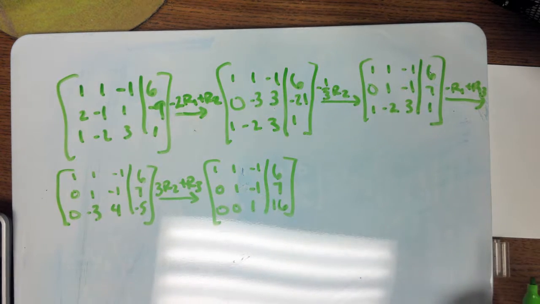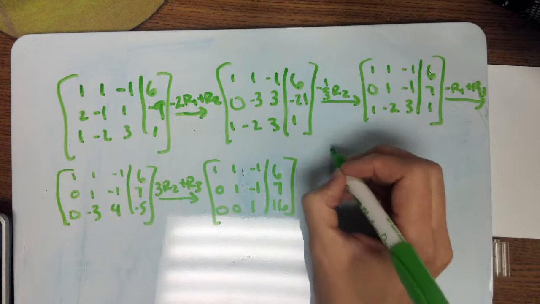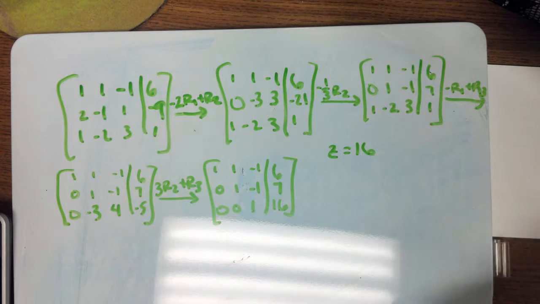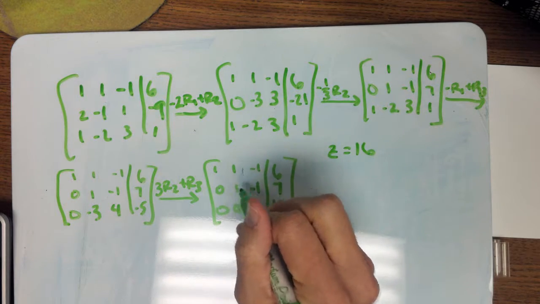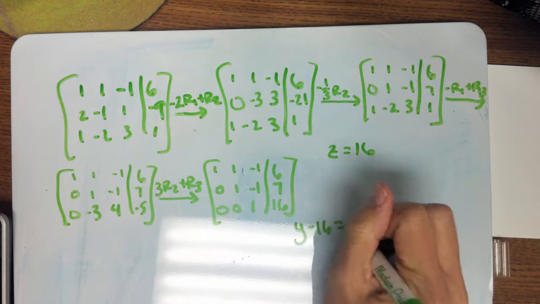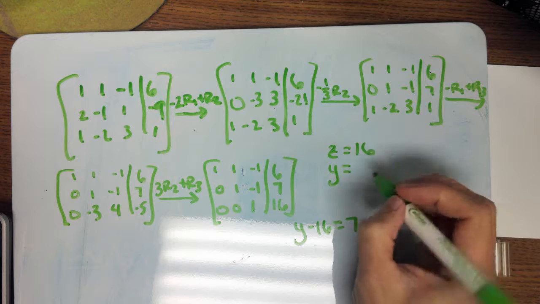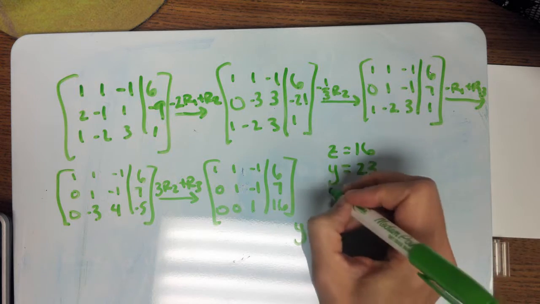Now, if you're looking at this, that was really quick to solve this system. Because remember, I know z equals 16. I got 1. I move up a row, back substitution. I say y minus z, which is now 16, equals 7. So y has to equal 23.